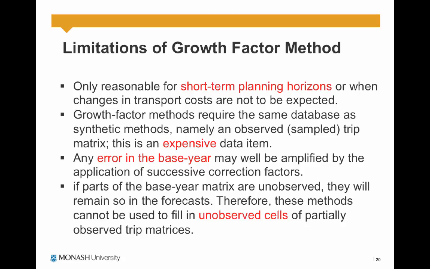An example is if there are new zones created in the forecast year, for example from zone N to zone M, which we do not have in the base year, we can't really apply a growth factor because that specific cell in the current year has zero trips. However, in the future, they will be having a number of trips going between M to N or N to M. Therefore, we can't really apply a growth factor method to the unobserved cells of the OD demand matrix.